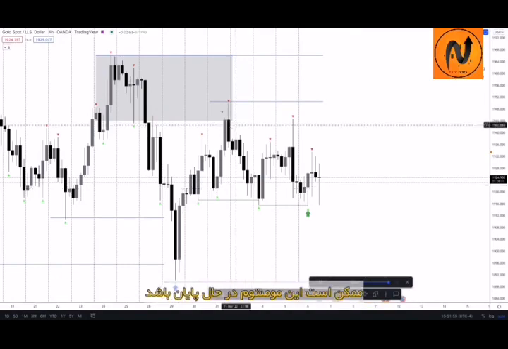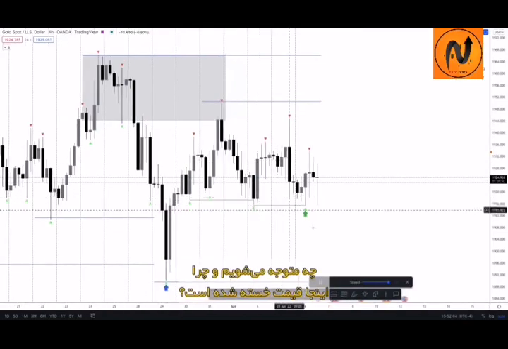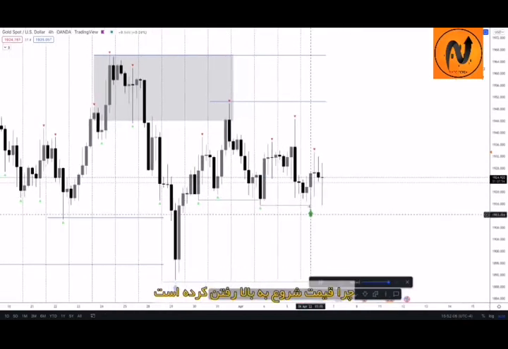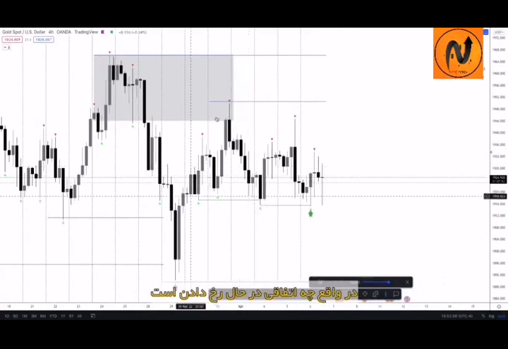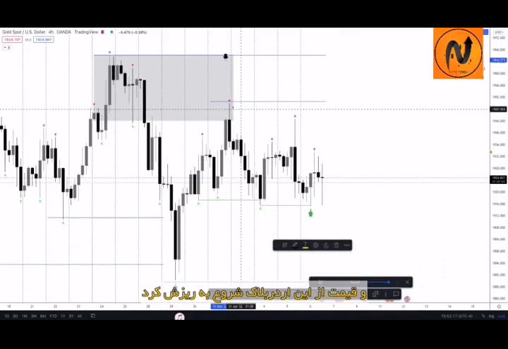Perhaps this momentum right here started to end. What can we understand about what was going on though, and why this probably already exhausted, right? Why is it starting to pop up? Well, let's read what was going on, right? We saw that we liquidated these lows. We came back to this daily OB here, right? And price decided to sell from this OB.